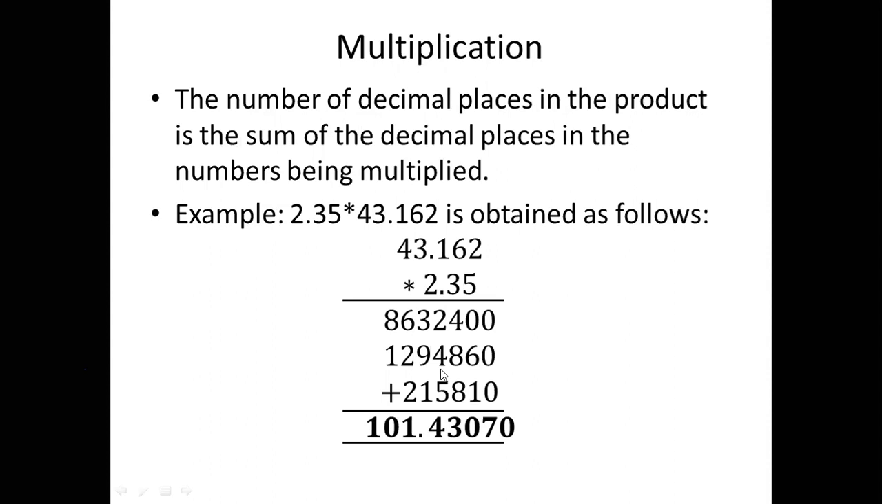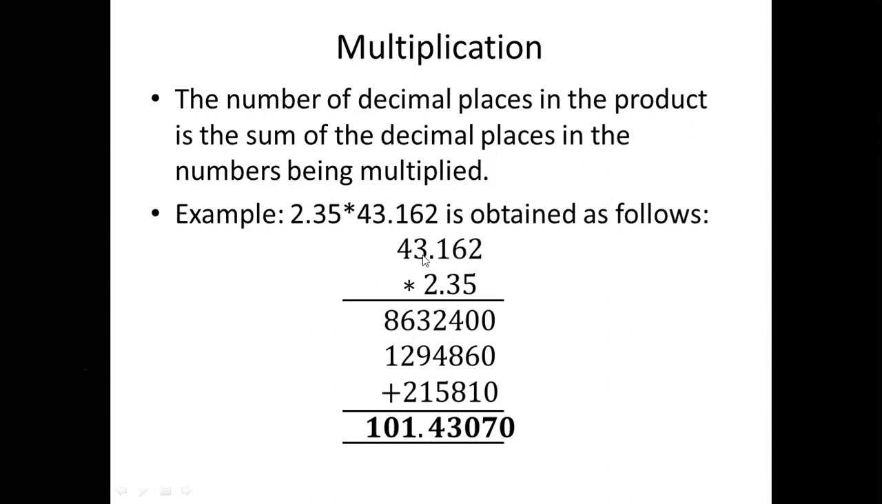Then we can also multiply decimal number systems. Now, when it comes to multiplication, the alignment of decimal points does not matter. What matters is the number of decimal places that you are supposed to have in your final answer. All right. So here we want to multiply 2.35 times 43.162.